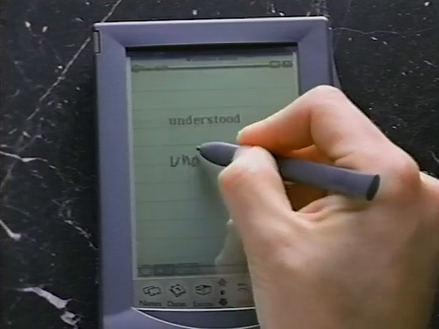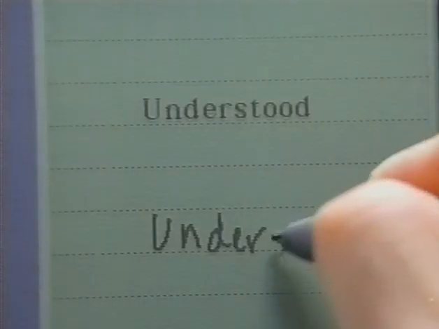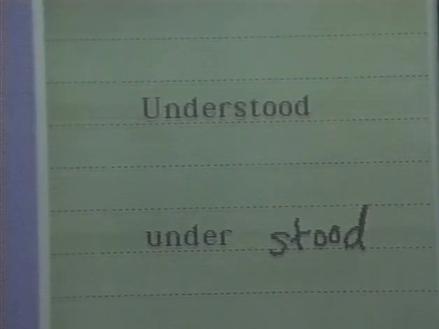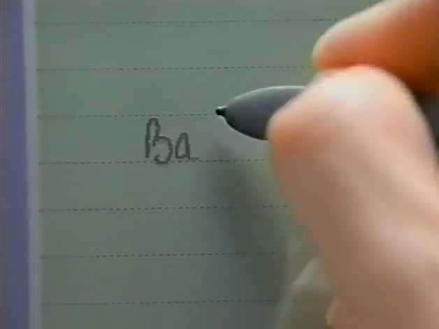If you pause in the middle of writing a word, Newton thinks you're finished and tries to recognize what you've written. And if you're finished writing a word, don't go back to improve on your handwriting or correct it, even if Newton hasn't recognized it yet. When you go back, it throws Newton off. And that's because Newton figures out what you're writing based in part on the timing and sequence of your handwriting.